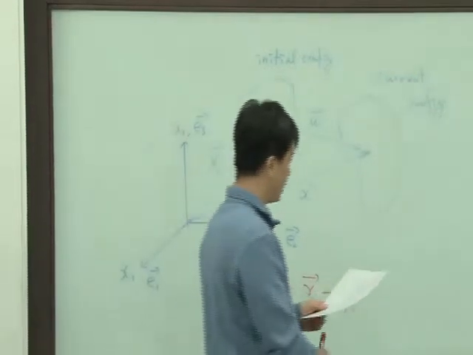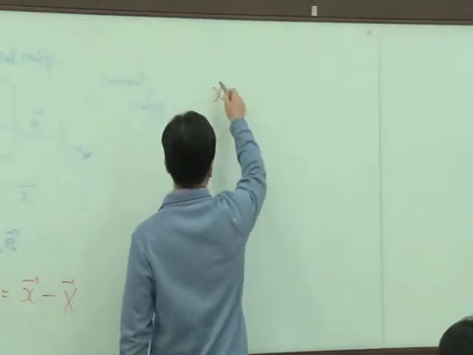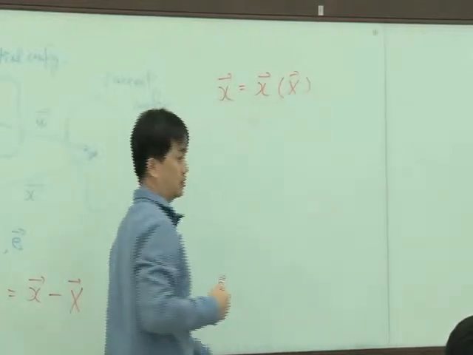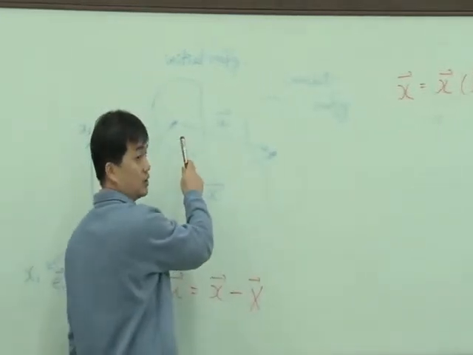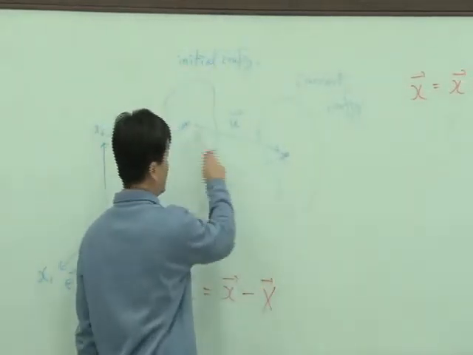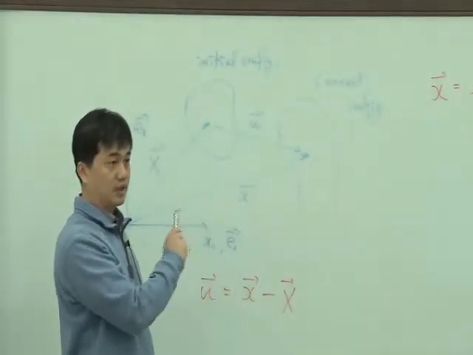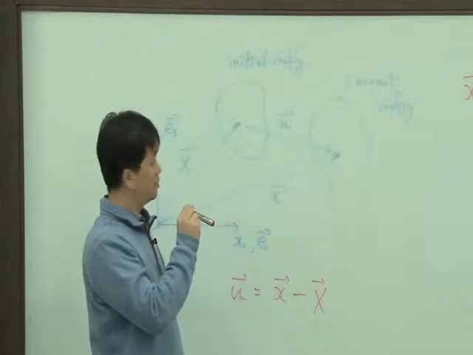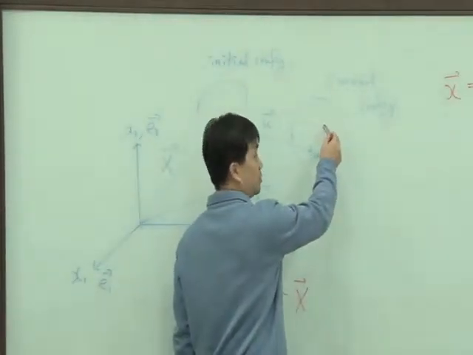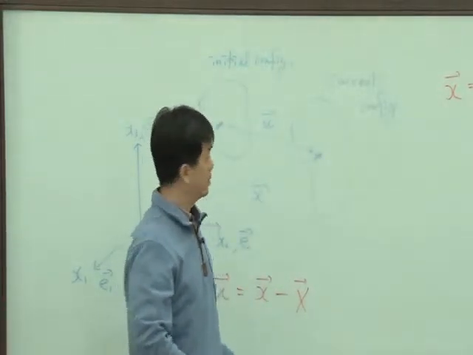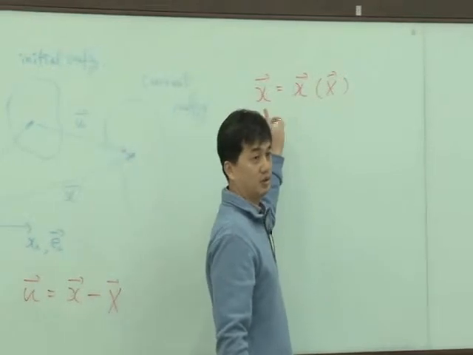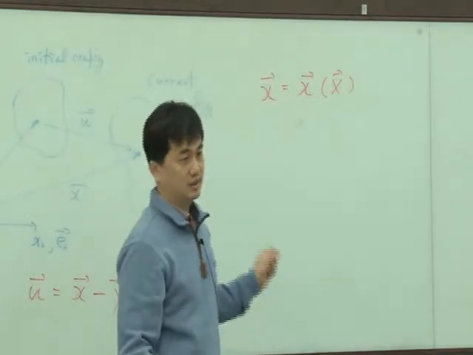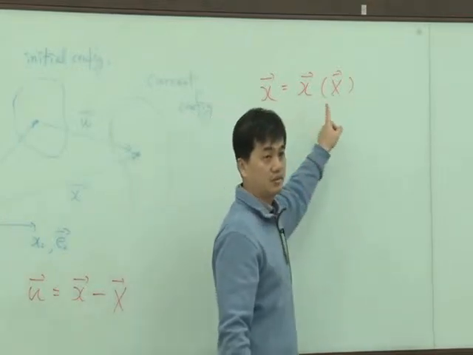And then we can think the current position is a function of the initial position, right? Between the position in the current configuration and the initial configuration, there is some mapping relationship. All the points in the initial configuration can be mapped into some point in the current configuration. So we can think of some function between initial and current. The very important concept here is that the current position is a function of the initial position.